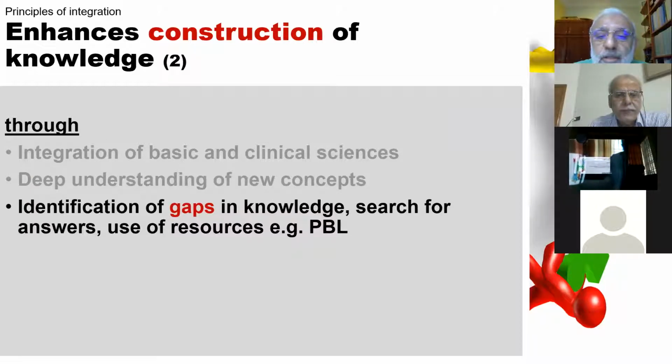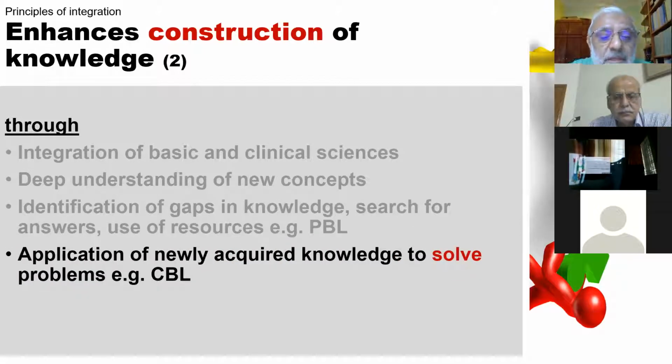Identification of gaps in knowledge and search for answers, use of resources. A good example is problem-based learning, in which students identify the gaps in their knowledge and then go and search for information using different resources. Application of newly acquired knowledge to solve problems. Case-based learning is the best example, where students apply their newly acquired knowledge in a totally new or novel situation to solve those problems.